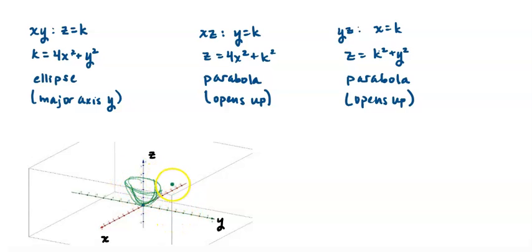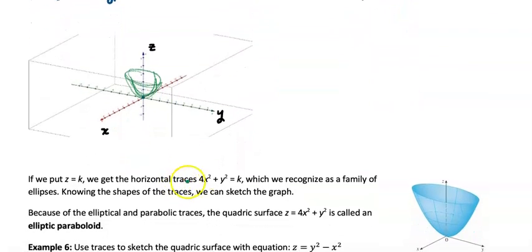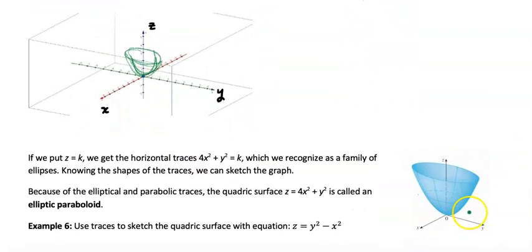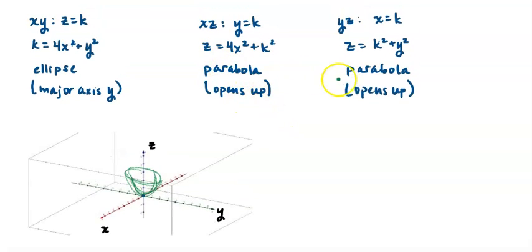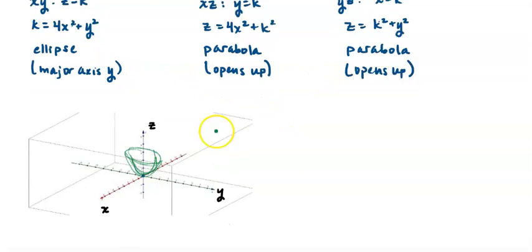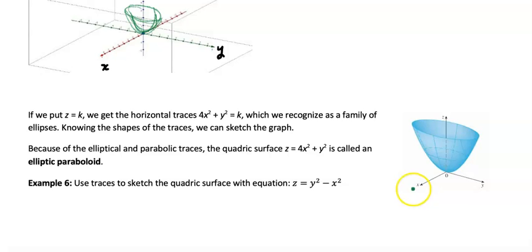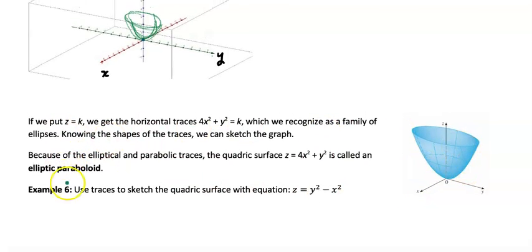All right, so now we can see, while our drawing was not fantastic, here's a much better sketch for you, that because two of our traces are parabolas and one is an ellipse, this is an elliptic paraboloid, because we've got one ellipse and two parabolas. So this is an elliptic paraboloid.